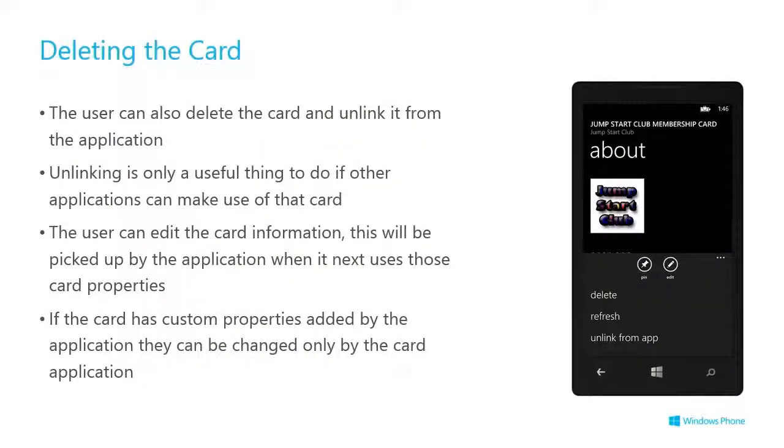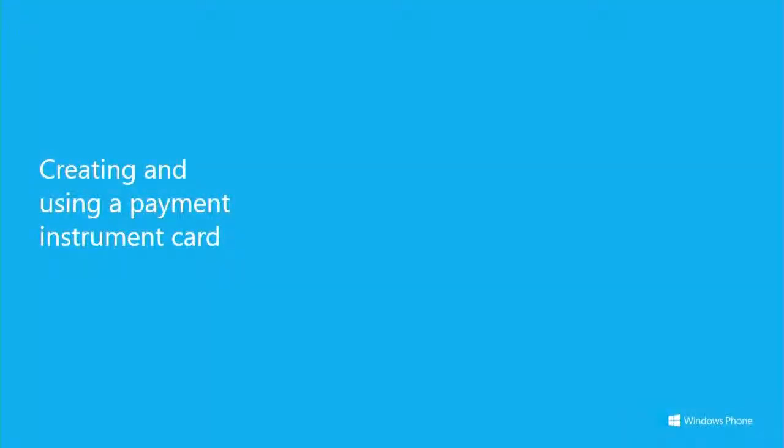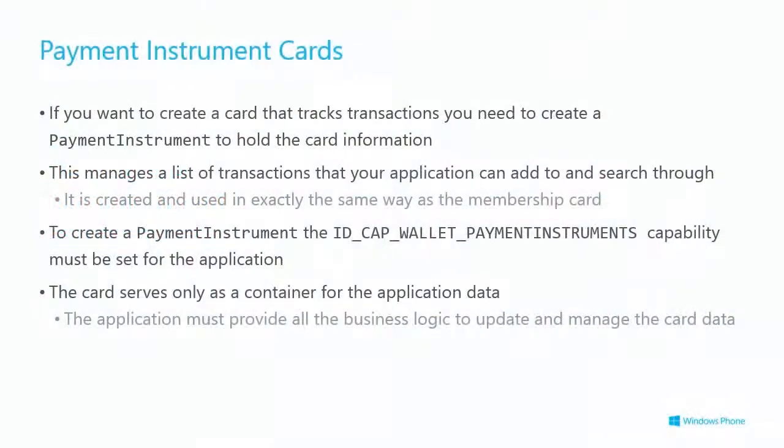All right, so we're refreshing, we're updating, deleting the card. So now let's talk about using a payment instrument card. So we're kind of getting a little more transactional, aren't we? With payments and things like that. Again, as you mentioned earlier, there are the additional capabilities, the secure settlement and pay instrument capabilities that you're going to have to set to do this, because it's getting a little more serious.